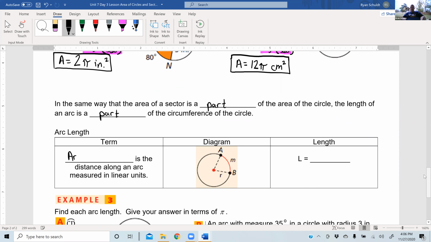So arc length is the distance along an arc measured in linear units. So remember how circumference was like our perimeter? This is only a piece of the perimeter. That's all we're interested in, just a piece of the perimeter. So we're going to use our formula for circumference, 2 pi r, but I only want a piece of it. So m over 360 will give me just that piece.